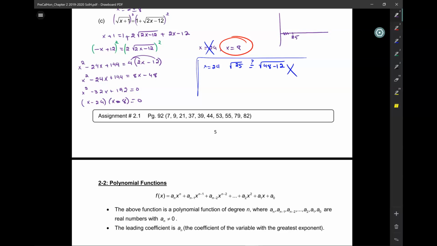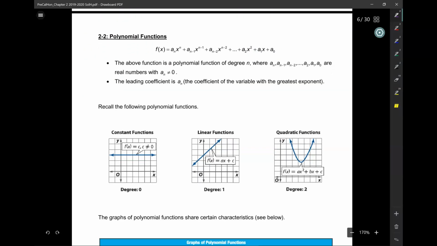Yeah. Okay, so let's go to 2.2 and talk about polynomial functions. We come across this once in Algebra 2, and then we've mentioned this term before, polynomial functions. So polynomial functions are this. They have variables raised to exponents where the exponents are whole numbers. So what are the whole numbers?